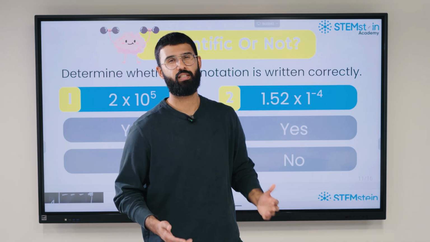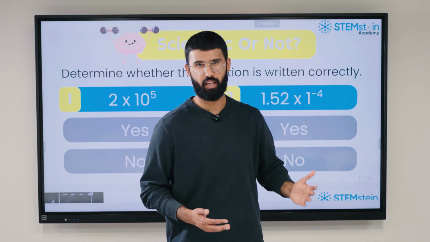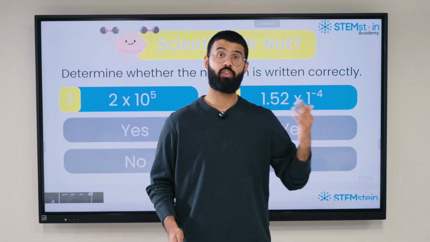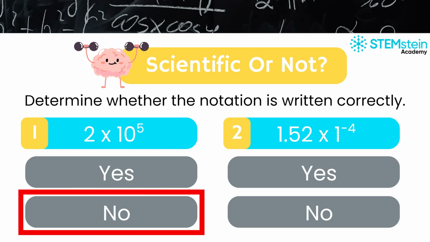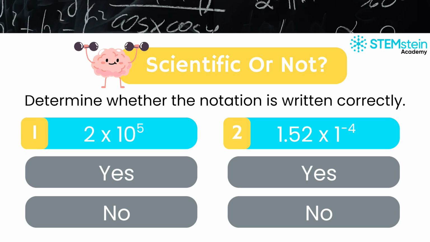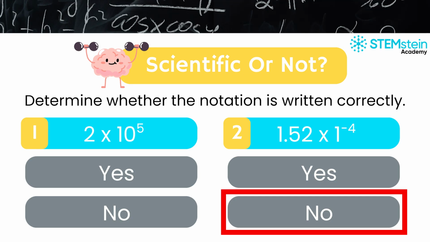Now that we've had some practice with scientific notation, can you recognize when it's written correctly? So for the first example, we have 2 times 10 to the 5. This is not correct scientific notation because the value of a does not have 3 digits. It's not rounded to 2 decimal places. In this case, you would have to write it as 2.00 times 10 to the 5. With the second example, we have 1.52 times 1 to the -4. This is also not correct scientific notation because we are not using a power of 10.